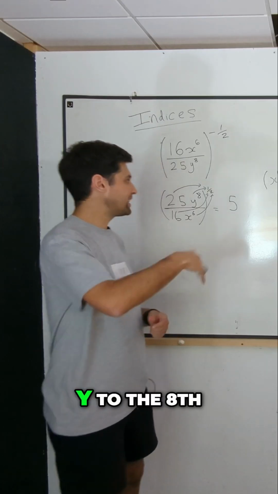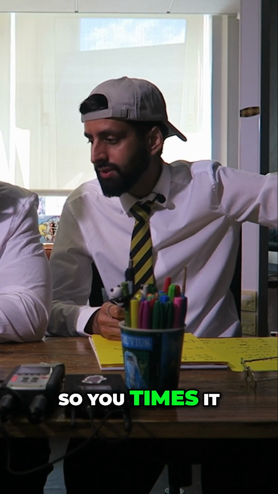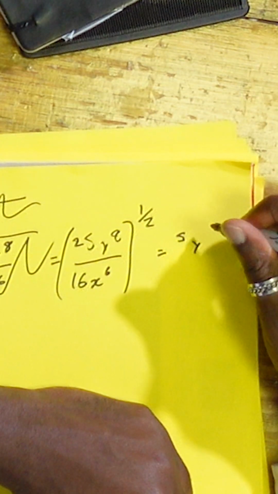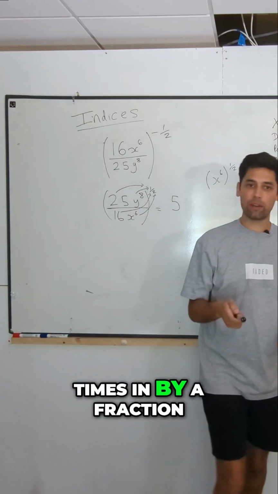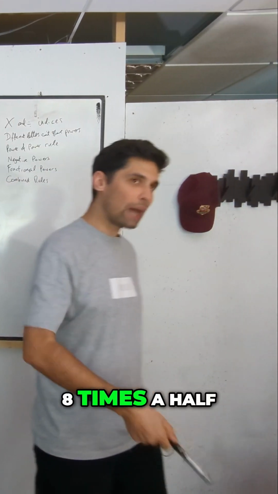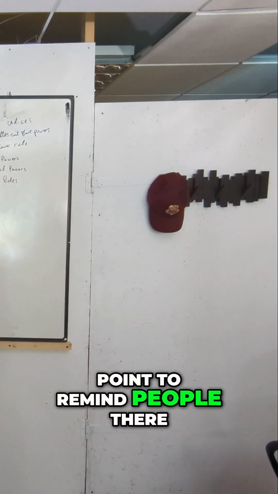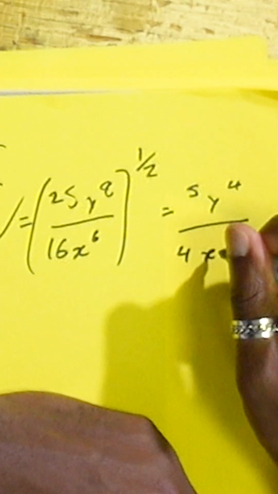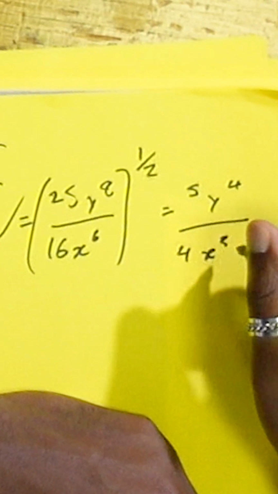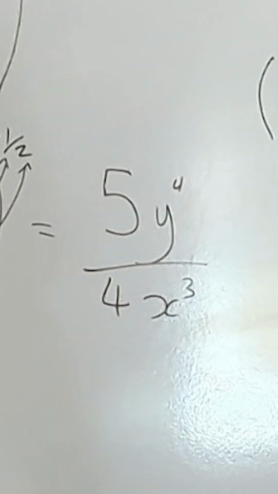Remember the y power to the 8 to the half is the power of the power. That's when you multiply the numbers, times it by half. So 8 times a half is 4. So y to the 4. People always forget times-ing by a fraction. 8 times a half is the same as 8 divided by 2. Just a really important point to remind people there. Square root of 16 is 4. And then x, 6 divided by 2 is 3. That's it? Is that what you got? Yeah, that's what we got.